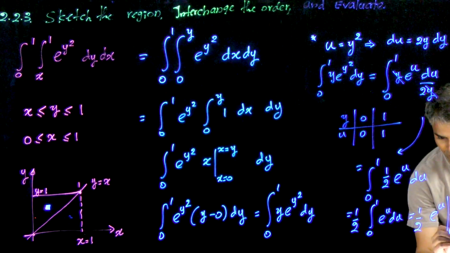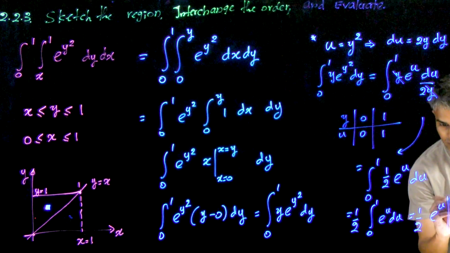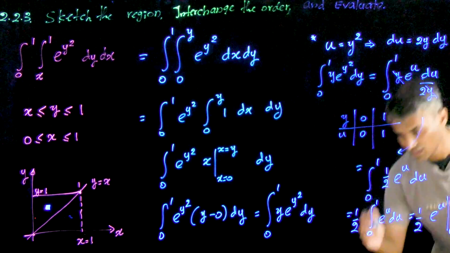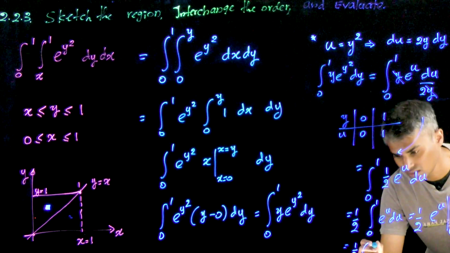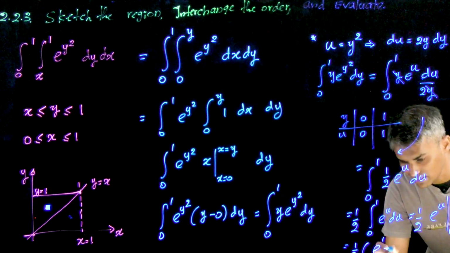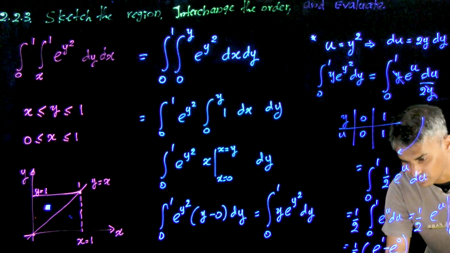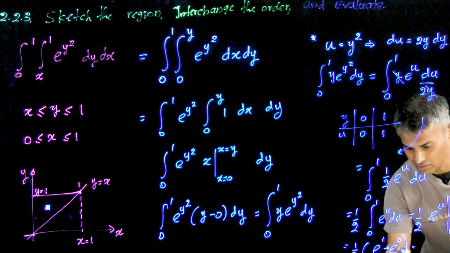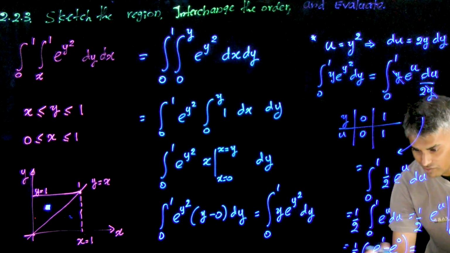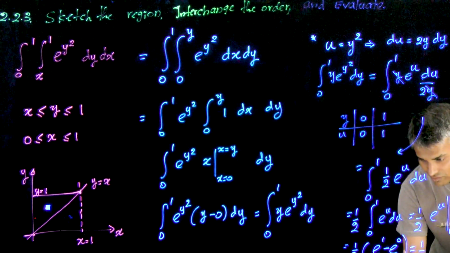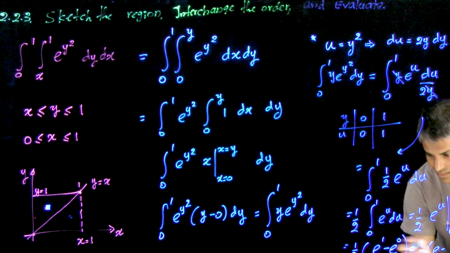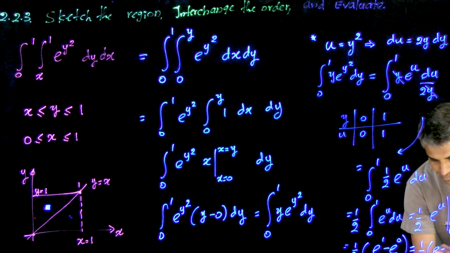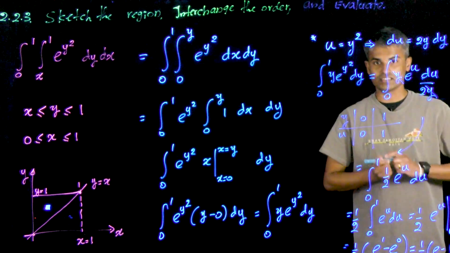Now, let us evaluate this. The lower limit is u equals 0, upper limit is u equals 1. If you do that, you will get 1/2 times e to the 1 minus e to the 0. And if you want you can further simplify this. You will get 1/2 times e minus 1, since e to the 0 is 1. Okay, good.